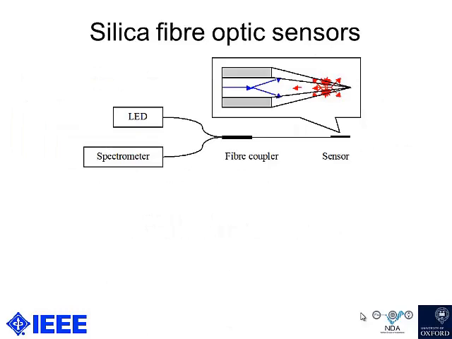An option in this respect that's been available for quite a few years now is the use of silica fiber optic sensors, the working principle of which is fluorescence quenching. These sensors are cheaper than the Clark type electrodes, and they're smaller, so they are usable in patients' blood vessels.